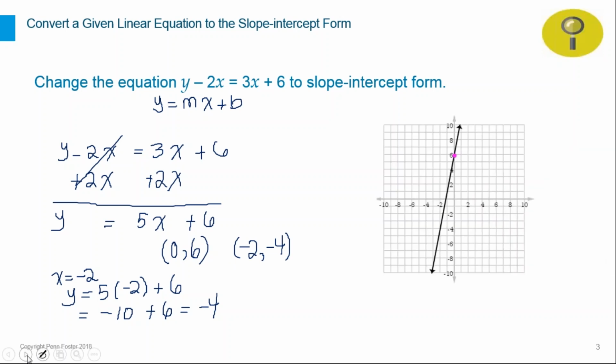And here is the graph of the line, if we were also asked to graph the straight line. As you can see, the y-intercept point is (0, 6). And if we plot the second point, (-2, -4), it will be right on the line. And you simply connect the line.